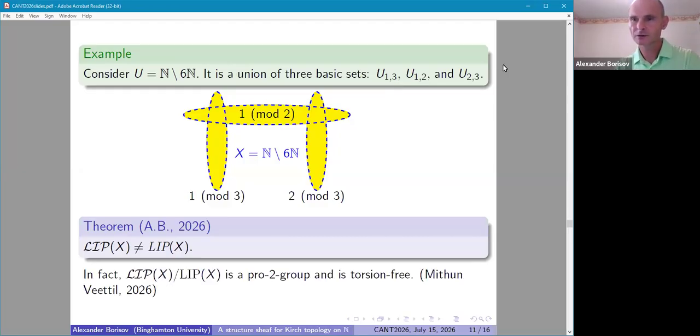In fact, the quotient is a rather mysterious and large pro-2 group. We do know it's torsion-free. My student Midun Vitil is working on this and related things for his thesis. The fact that it's a pro-2 group has to do with the fact that if you have a locally lib function on this set, it may not be lib, but the only denominators allowed in the coefficients of interpolation polynomials are powers of 2.